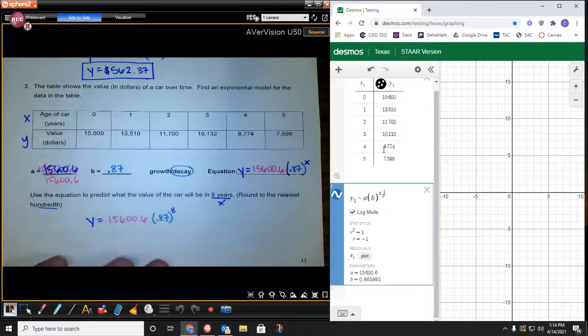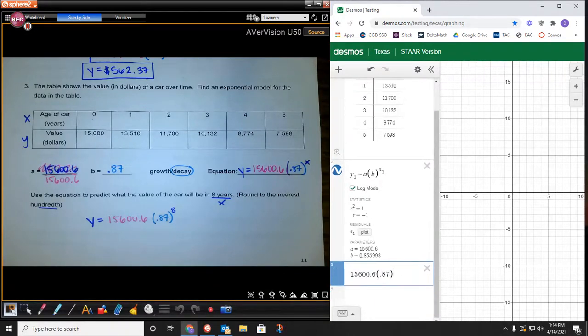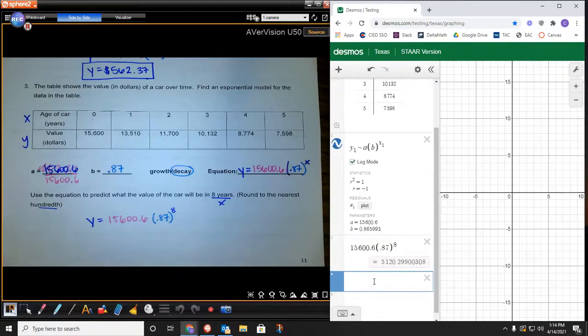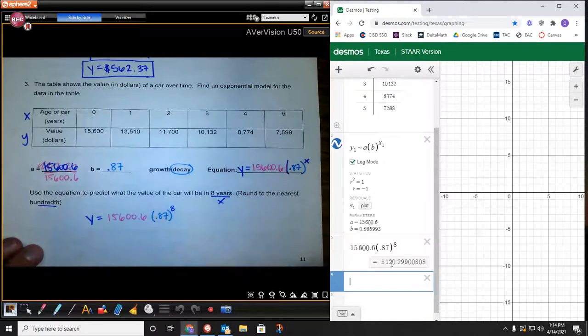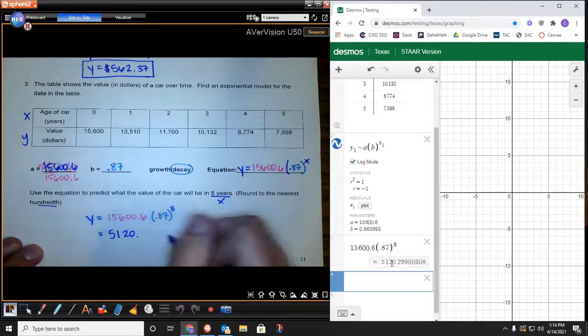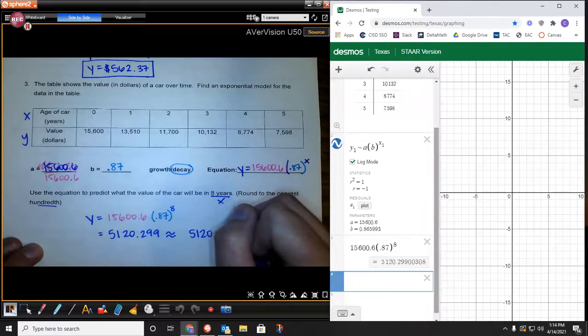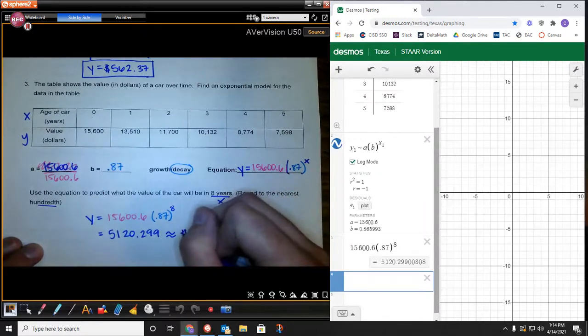So now I go ahead and type this in down here, and we say 15,600.6 times 0.87, and we're going to raise that up to the 8th power. And that gives us 5,120.299. So if we were going to round it to the nearest hundredth, it would be 5,120.30. And that is dollar bills.